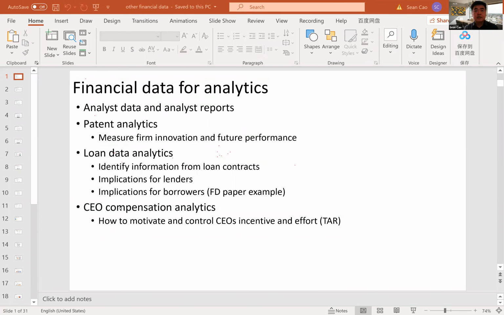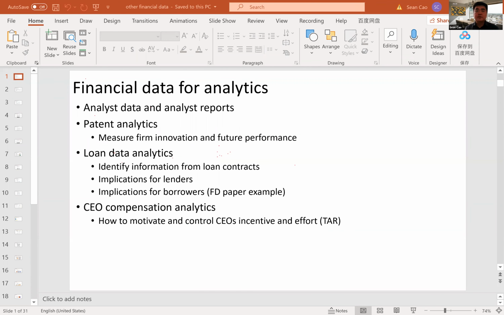The number two objective is what kind of questions you can answer using the data. For analyst data, you can predict future stock prices. For patent data, you can measure firm innovation and creativity, and eventually predict the firm's stock price. For loan data, you can analyze the loan contract data and provide advice to lenders and banks. You can also help borrowers, telling them whether they should borrow money and whether the contract is efficient.